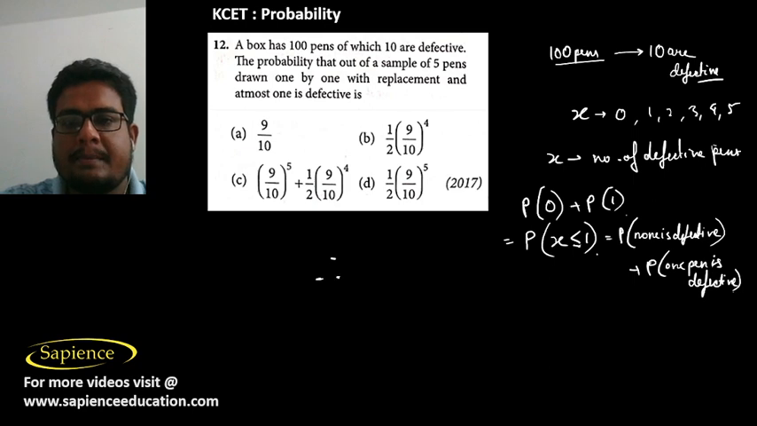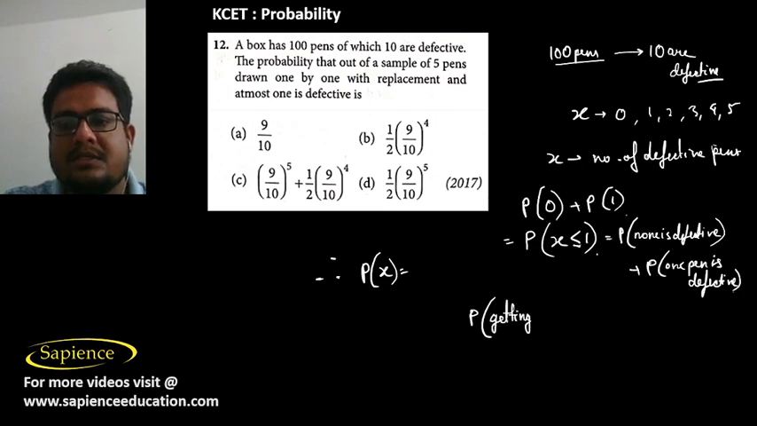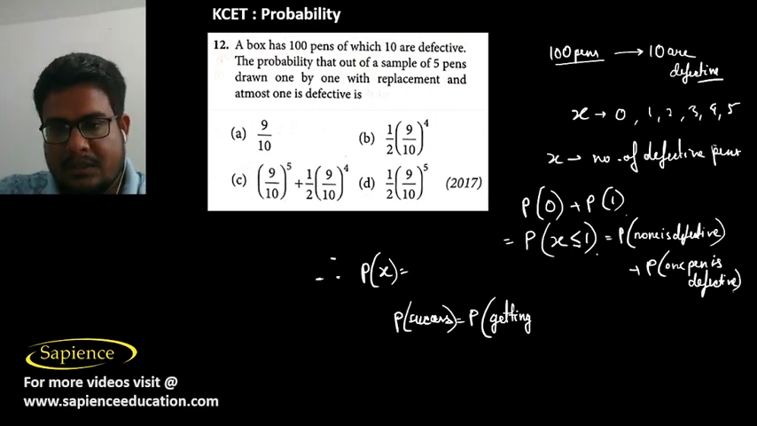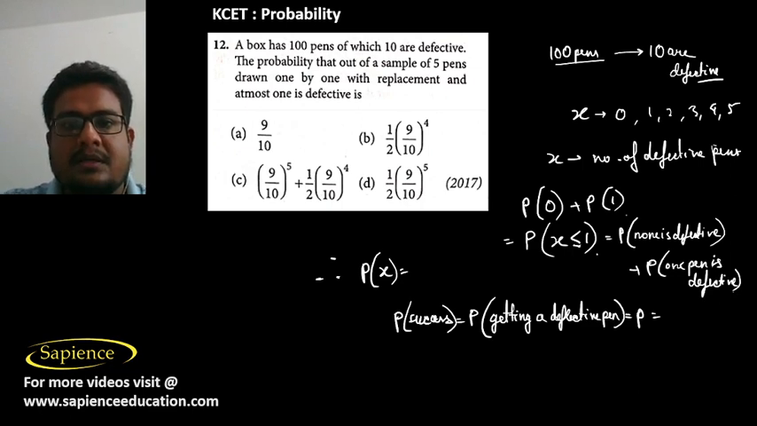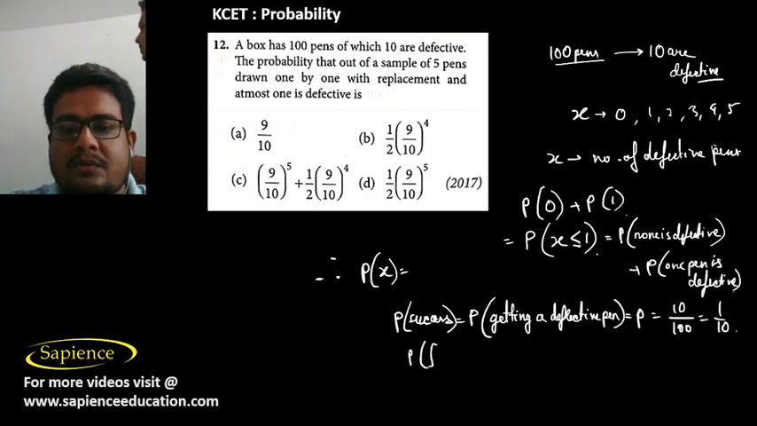So therefore here, let's call the probability of getting a defective pen the probability of success. That is equal to p. So 10 are defective, so that is 10 by 100, that is 1 by 10. And therefore the probability of failure is equal to the probability of not getting a defective pen.